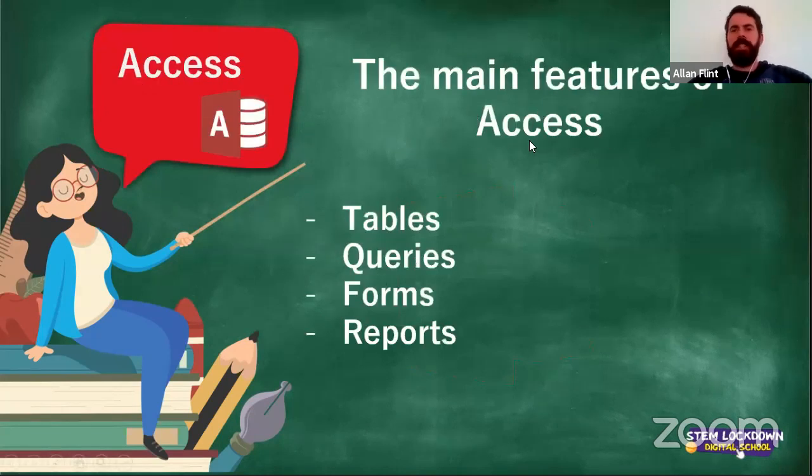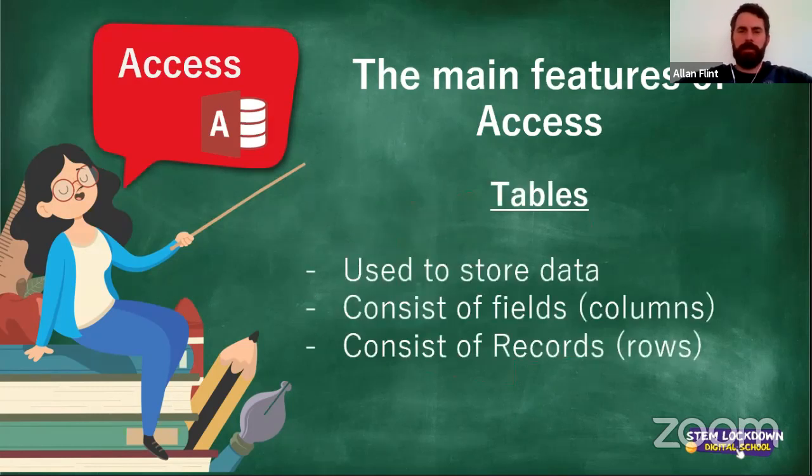So the main features of Access, and you will be asked questions throughout grade 11 and grade 12. You'll be asked questions about these main features of Access. So the first one is a table. We had a look yesterday at what a table is. And the second one is a query. The third one is a form. And the fourth one is reports.